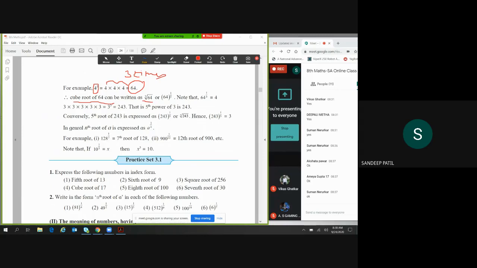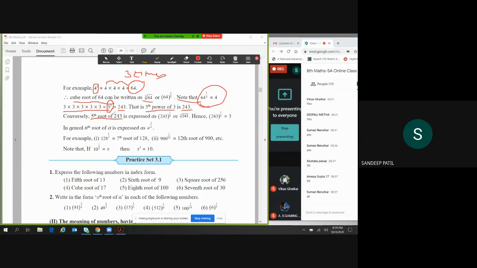So if we take the cube root of 64, how can we write it? It's the cube root of 64, or 64 raised to 1/3. So we know the answer for this: 64 raised to 1/3 is equal to 4. Similarly, 3 raised to 5: here 3 is multiplied 5 times, so it becomes 3 raised to 5. So what is the answer? 243. So what does it mean? The fifth power of 3 is 243.